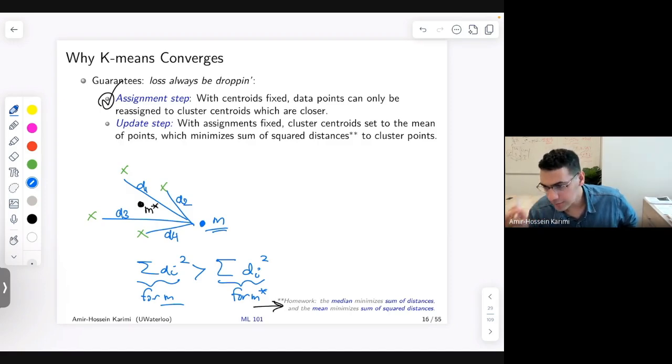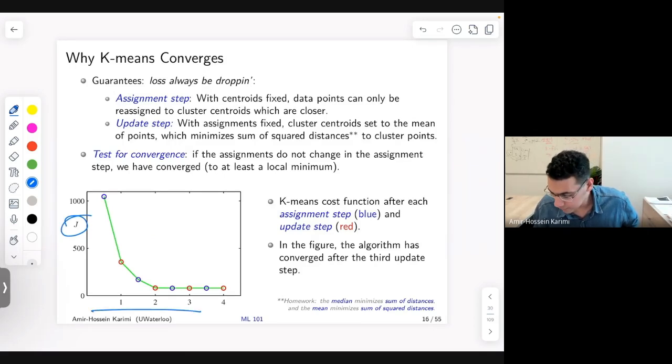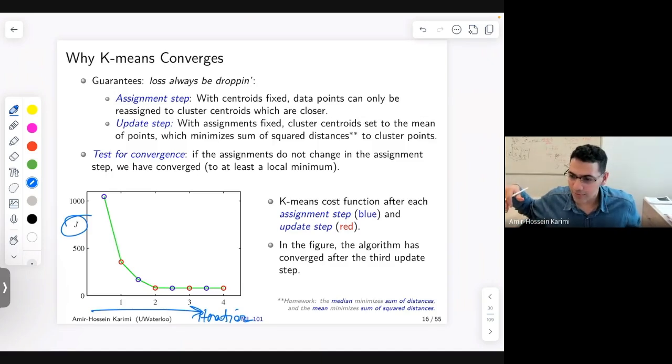We have an iterative process where we make assignments, and assignments by definition are find the closest centroid, so that reduces the distance. And then we have the update step, which moves the mean, and the mean is the point which minimizes sum of square distances to the cluster points. So yes, Shima is absolutely correct that we can look at a loss curve over different iterations, and we'll see that the loss curve always goes down.